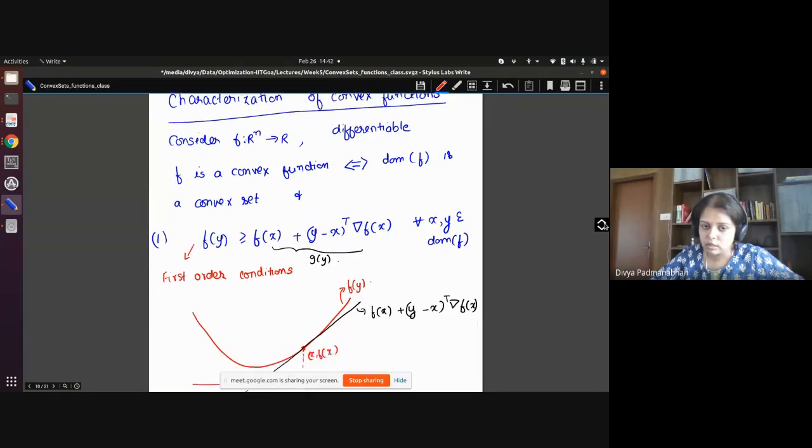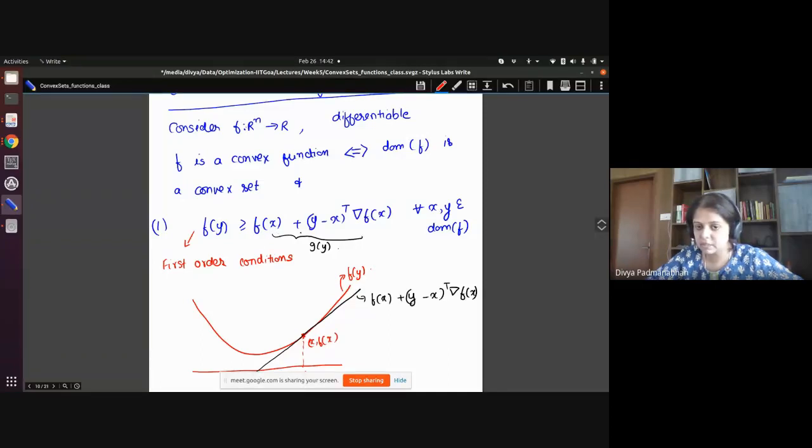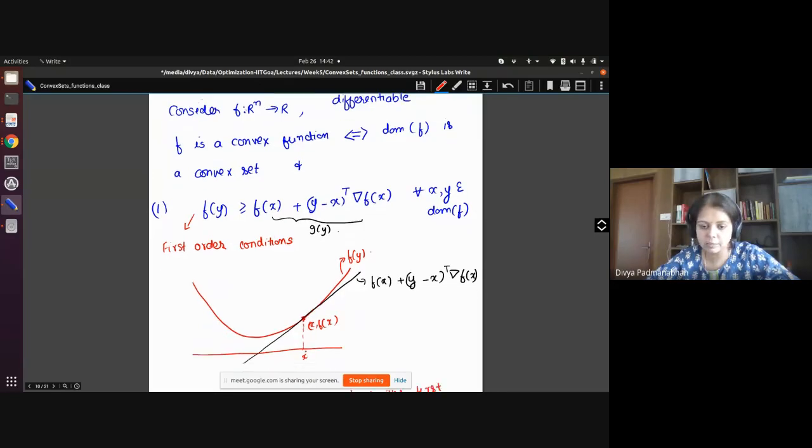So this, f of x plus y minus x transpose grad f of x: recall that this is the first order Taylor series expansion around x. So this is the function f in red, and I'm taking a point x, and drawing the first order approximation at this point. What this condition is telling you is that f of y, the function, is always going to lie above its first order approximation. So if you fix an x and draw the first order approximation, now for any other point, y is somewhere else.